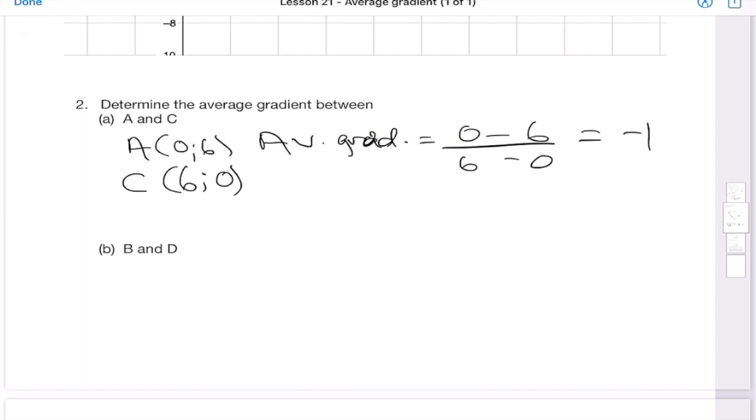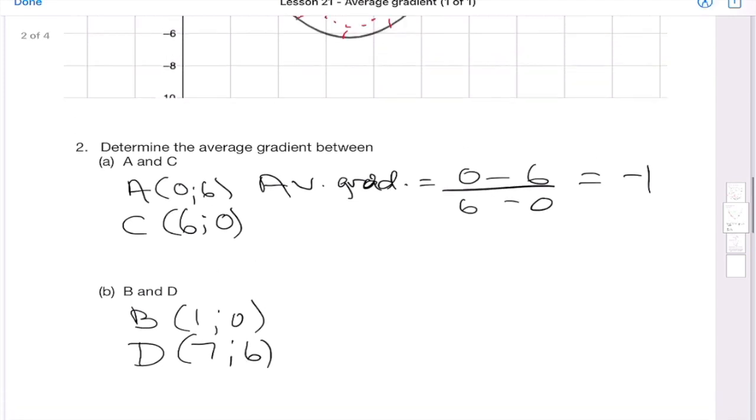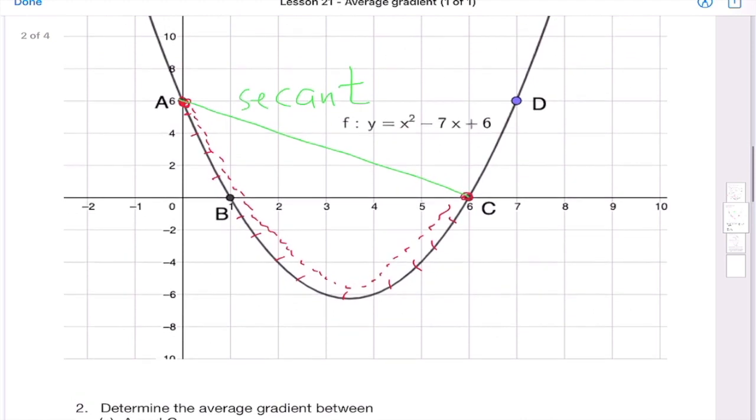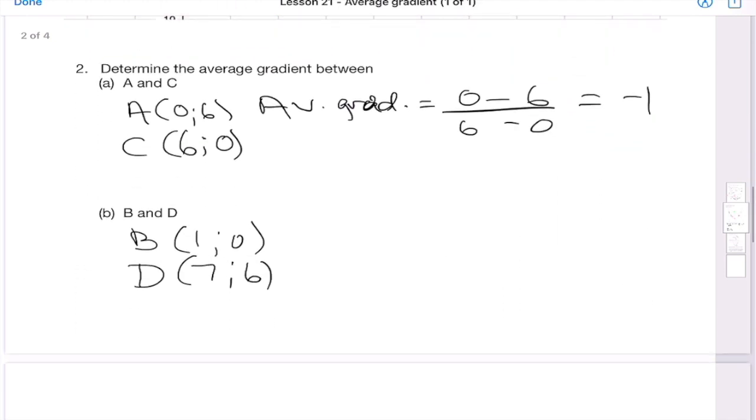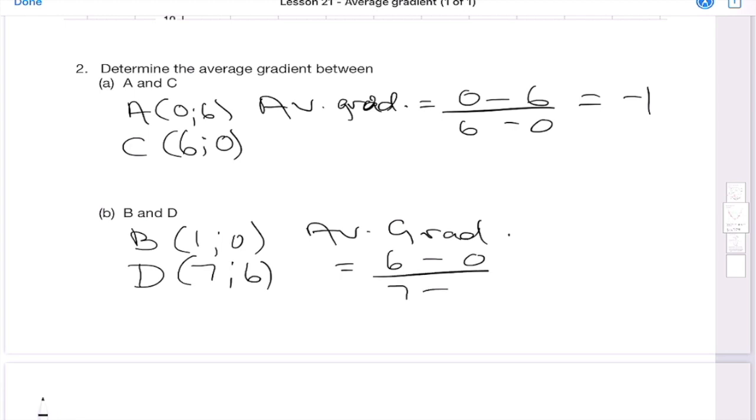For B and D, point B is given as 1 and 0. These are the coordinates of point B, and the coordinates of D are 7 and 6. That is what we have in that diagram there. And so the average gradient is just equal to the gradient of the line BD, which is y2 minus y1 divided by x2 minus x1. And that should give you an answer of 1.